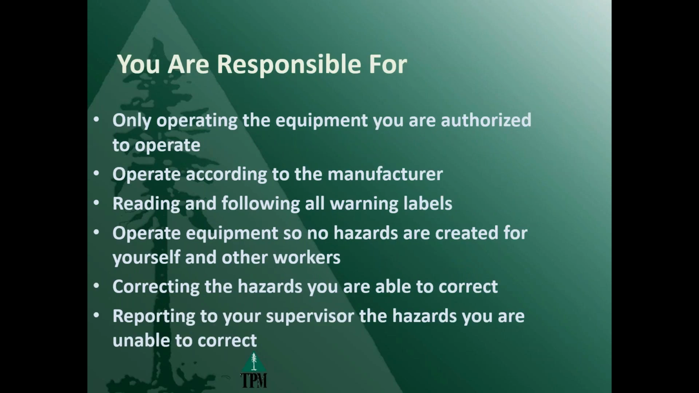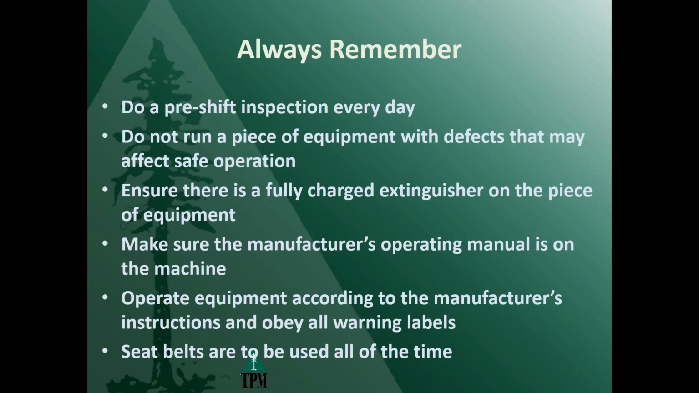The employee is responsible to only operate the equipment they're authorized and trained to operate, and they're required to operate according to the manufacturer's guidelines. They're required to read and follow all the warning labels, and they're required to operate it responsibly so there are no hazards created for themselves and for other workers. And then they're required to correct the hazards they're able to, and report the hazards that they're not able to correct.